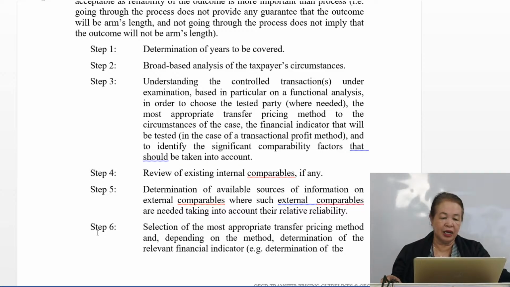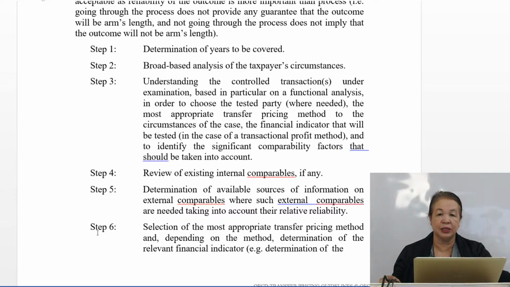Step 7, identification of potential comparables. So determining the key characteristics to be met by any uncontrolled transaction in order to be regarded as potentially comparable, based on the relevant factors identified in step 3 and in accordance with the comparability factors set forth at section D1 of chapter 1. Step 8, determination of and making comparability adjustment where appropriate. And step 9, interpretation and use of data collected. Determination of the arm's length remuneration.